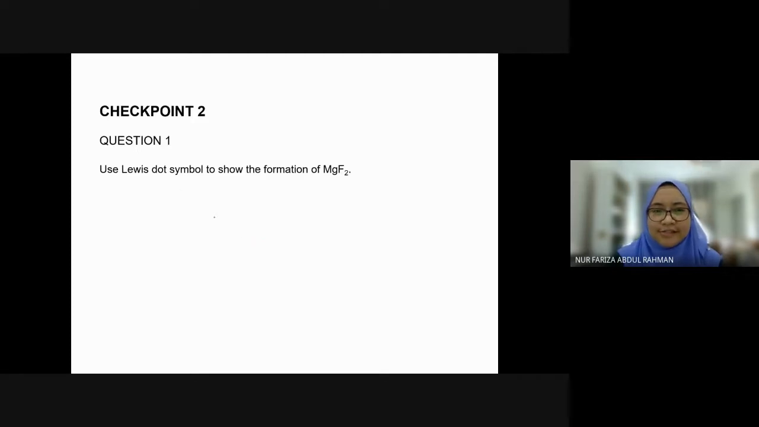Okay, right. So let's answer this question. So we have Mg. Mg has 2 dots, and F. Mg needs to remove both of its electrons in order to achieve octet. On the other hand, fluorine needs only 1 more electron in order to achieve octet. Okay, so kita memang dah tahu, dia ada 1 je kat situ.